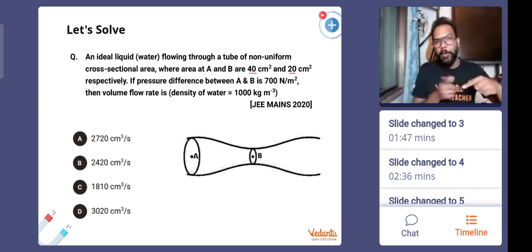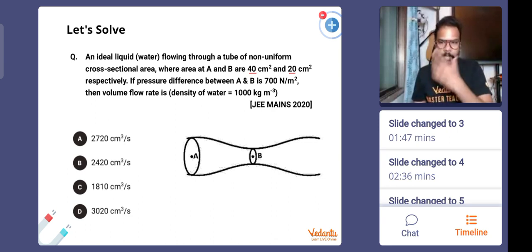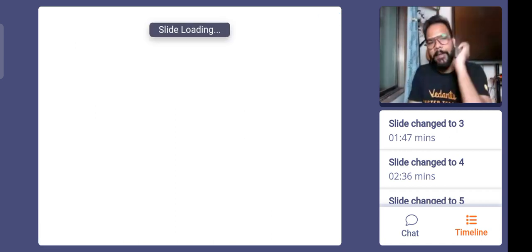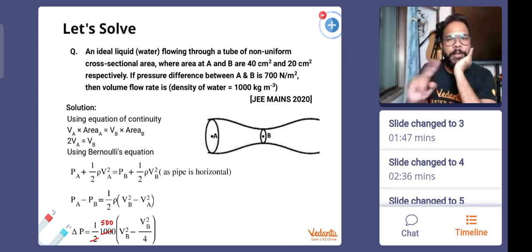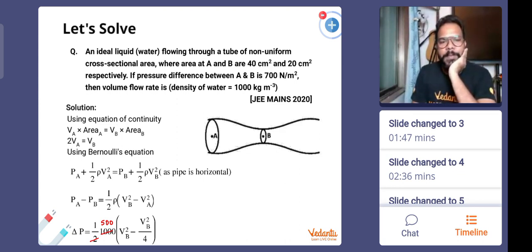The volume flow rate, the amount of volume entering and coming out at any point, is going to remain the same, so we have to find that value. If we get the velocity VA, we write it as area into velocity, and if we get VB, we write AB with VB. If we apply the equation of continuity here, we can get the relation between the velocities directly. So VA into area of A will be equal to VB into area of B.